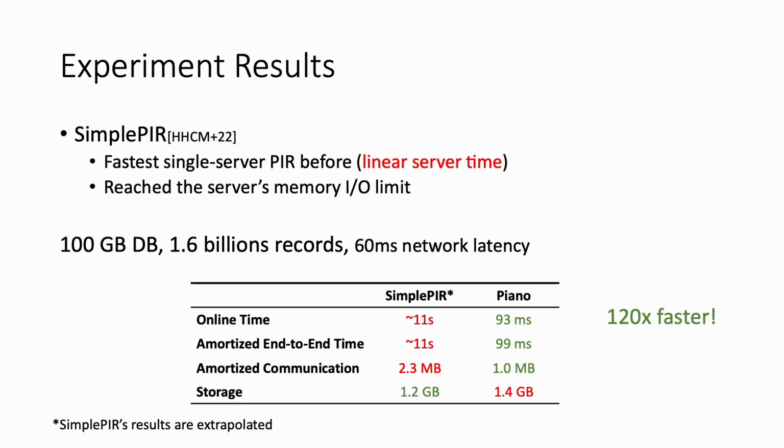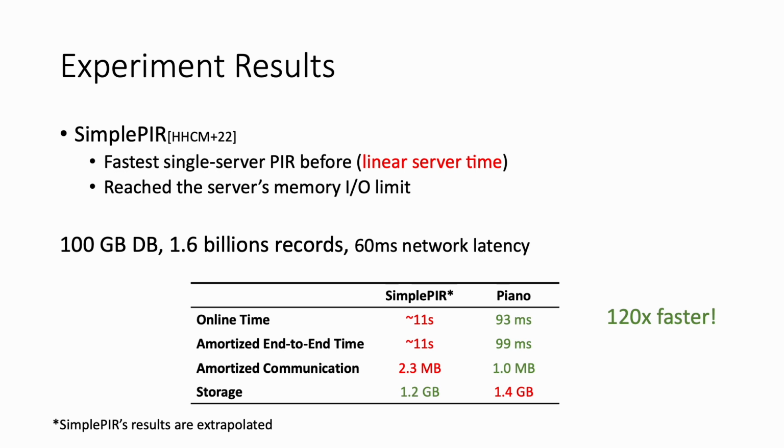So finally, I'm going to show some experimental results. We're comparing to SimplePIR. This is the fastest single-server PIR before, but they are still using linear server time. They actually already reached the server's memory I/O limit. When they're doing the linear scanning, they already saturate the memory I/O bandwidth. So I would consider that as the limitation of this linear server time scheme.